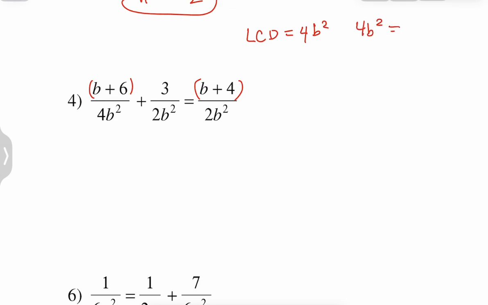4b squared, remember, is not allowed to equal 0. So b is not allowed to equal 0. If we get a value of 0, we do have to throw that out. It just doesn't work.